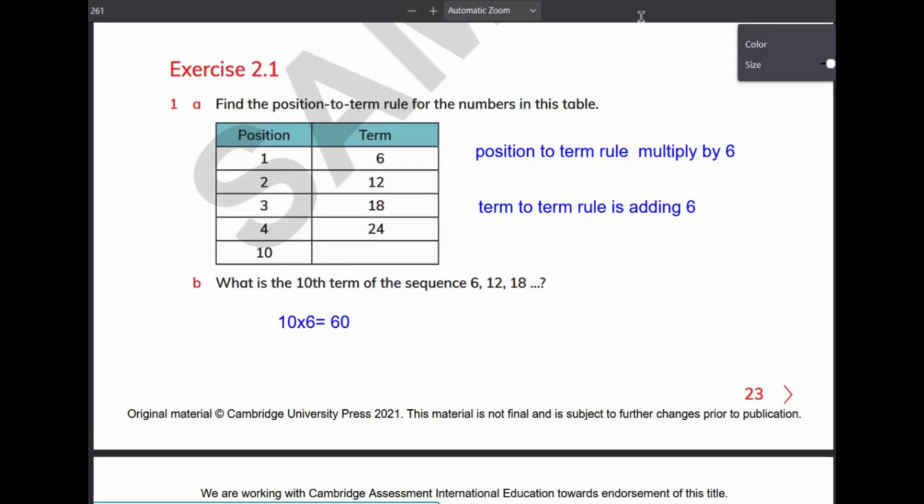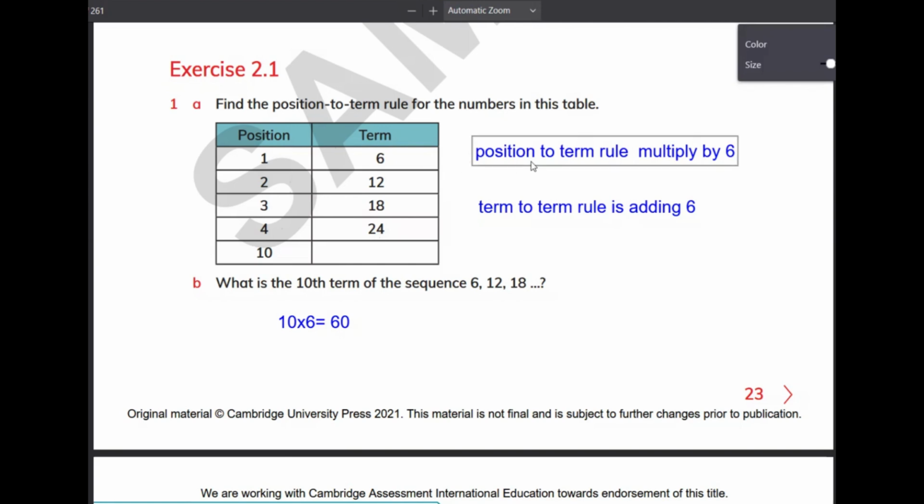Okay, this is exercise 2-1 in the Checkpoint book, Cambridge. They ask you here to find number A. They say find the position to term rule for the numbers in this table. Whenever you see numbers in a table, like the position of the term: the first position, the term is 6. The second position, the term is 12. Third position, the term is 18. The fourth position, the term is 24.